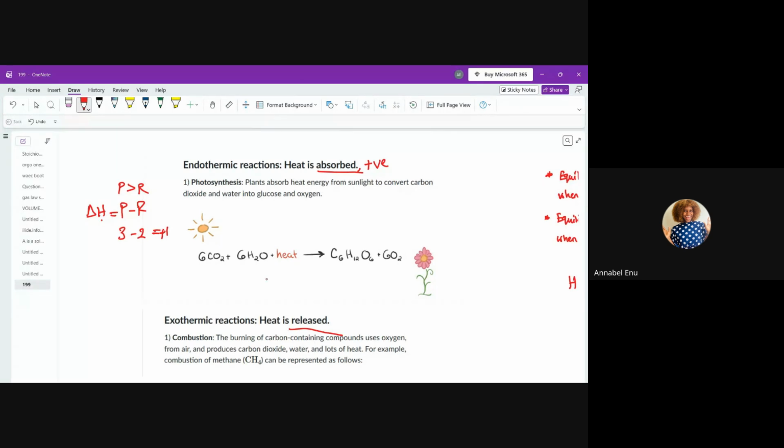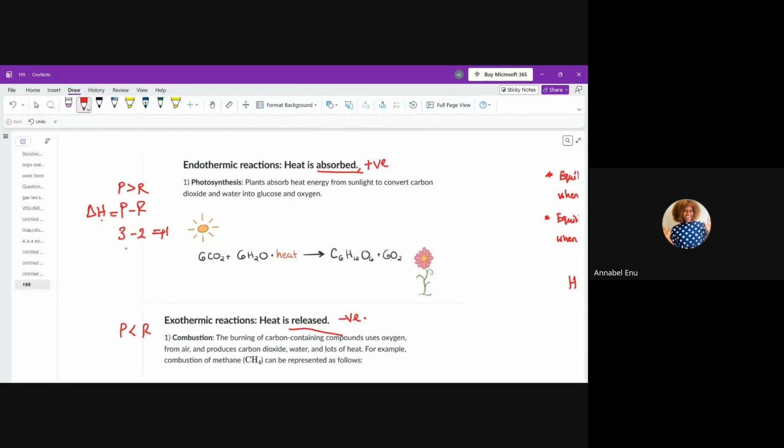While exothermic is negative, that is when product is less than reactant. So delta H is always product minus reactant. It's never reactant minus product. So we are removing the reactant from the product. It's not going to be reversed if it is exothermic.